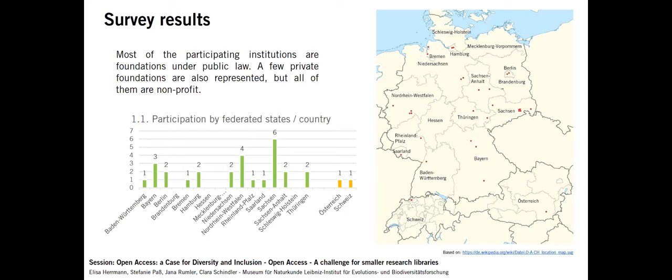The survey was open and online for about 2.5 weeks, from mid-May to the beginning of the first week of June. We addressed around 300 institutions in Germany, Austria and Switzerland, who are mainly organized in a working group called Museum Libraries in Germany and German-speaking countries. So altogether, 9.5% participation.